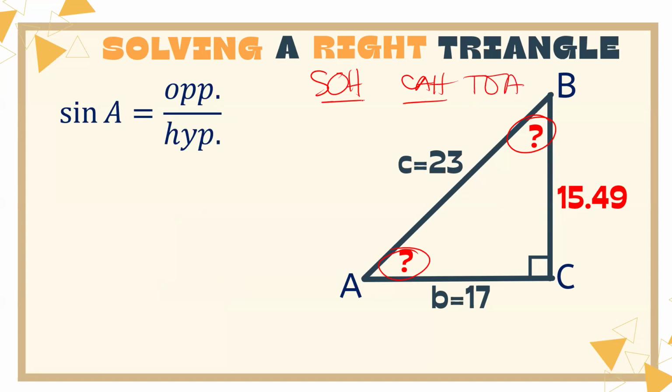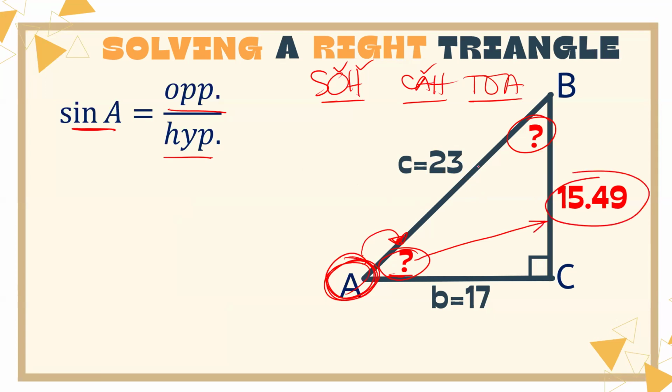For SOH CAH TOA, we can use the opposite, hypotenuse, and adjacent sides of the triangle to determine the measure of the angles for that particular triangle. So if we have sine A, if you solve this angle first, angle A, we can use SOH, which is opposite over hypotenuse. So what's the length of the opposite side of this angle? That's 15.49, and the length of the hypotenuse is 23.